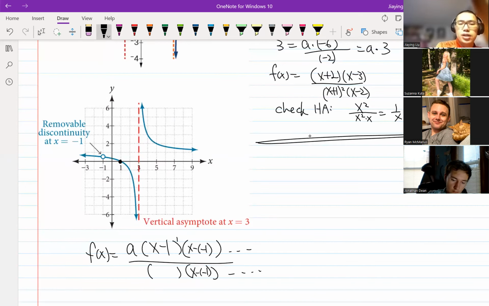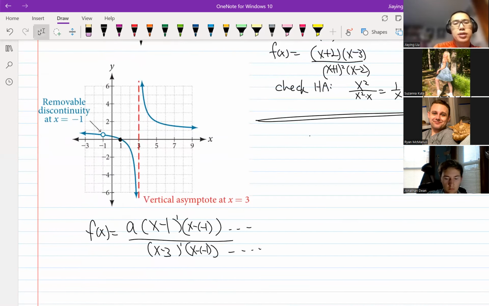And there's no other x-intercepts. Well, let's look at the denominator. We have one vertical asymptote at x equals 3. So that's going to be x minus 3 in the denominator. It's divergent, so the exponent is 1. Okay, that's pretty good. And there's no other vertical asymptote. Let's check, see if we get it right.